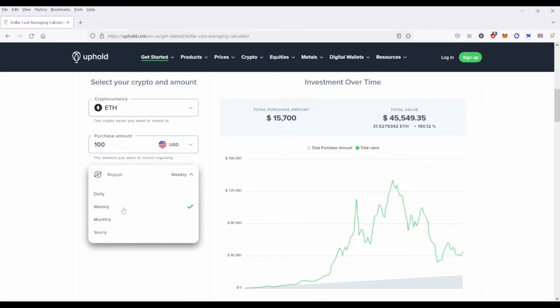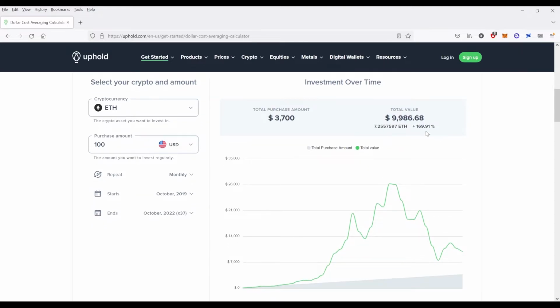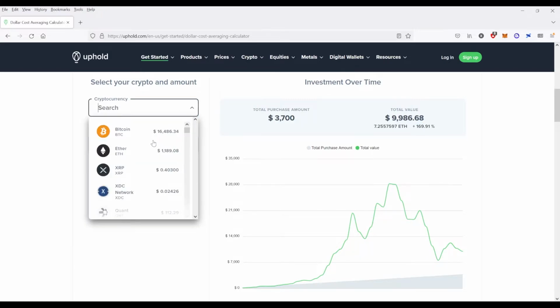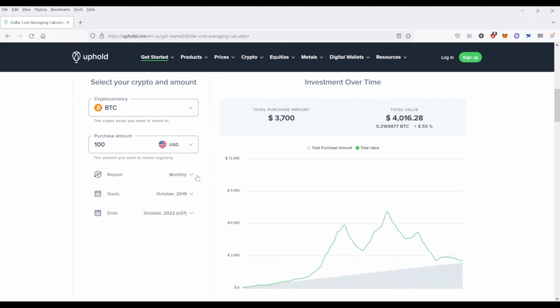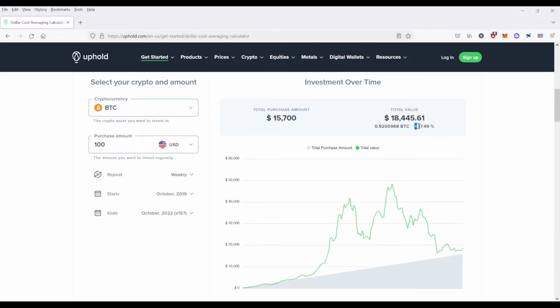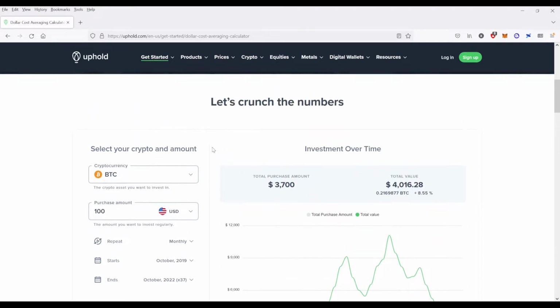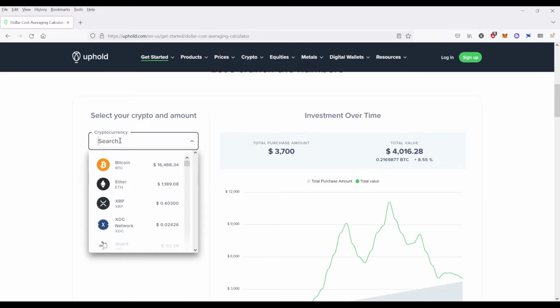So you can go and you can change this. If you don't want weekly, you can do monthly instead, and you can see what it would be like over the last 3 years or so. It's very close, not quite the same, but it's about 170% instead for Ethereum. But if you did that for Bitcoin, and instead you did monthly instead of weekly, you have a significant decrease in the total at the end of that period. So you have 17%, and if you go to the monthly, you have about 8.5%.